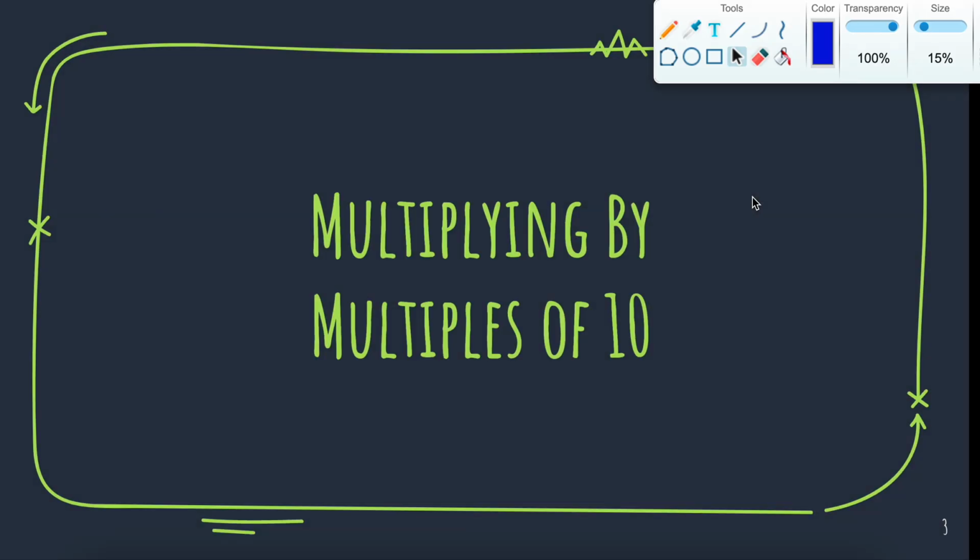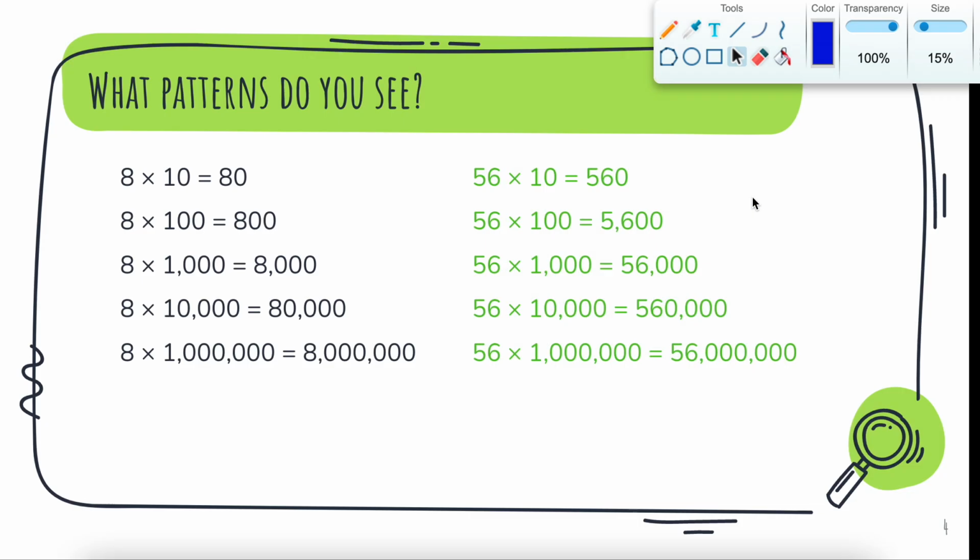So we're going to start with looking at multiplying by multiples of 10. And if you take a few seconds, look through these two patterns for what you see. When I look at this first pattern here with the 8s, I'm noticing that each time I'm doing 8 times 1 is 8, 8 times 1 is 8, and so on. But then the number of zeros in my product, or the answer to the multiplication problem, matches the number of zeros with the multiple of 10.